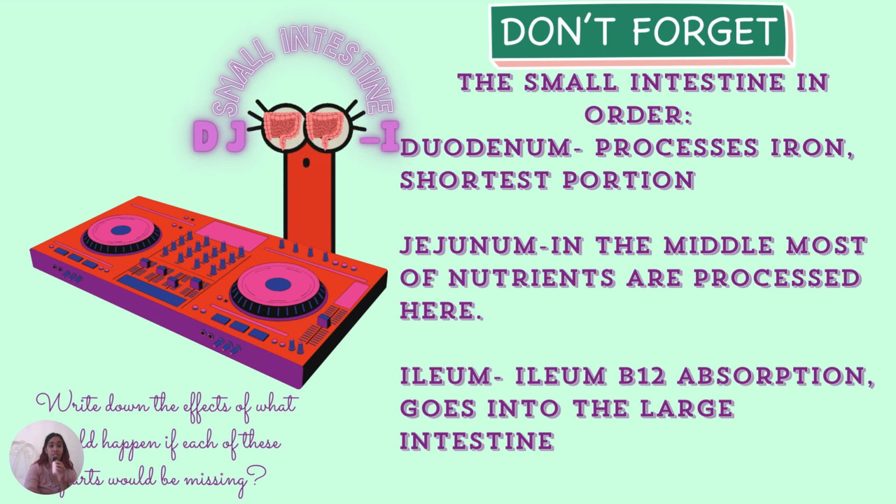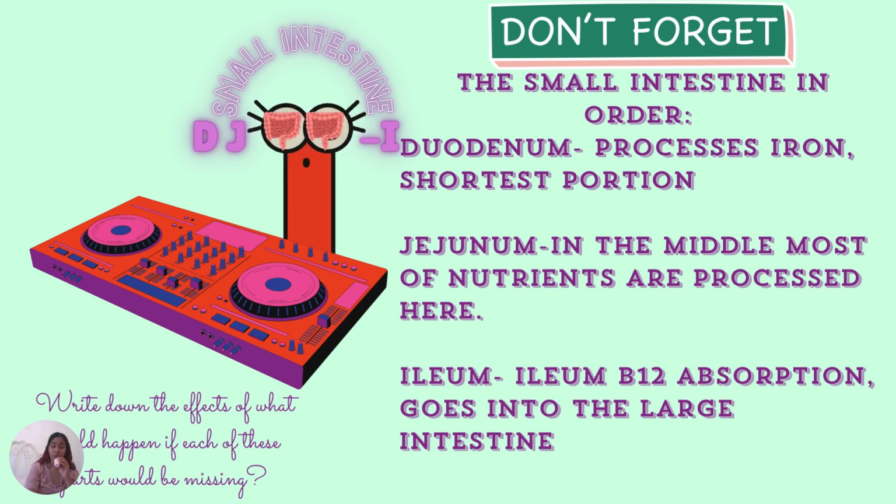Here we have DJI small intestine. So don't forget the small intestine's order. DJI: duodenum, that processes iron and it's the shortest portion. The jejunum is in the middle and most of the nutrients are processed here. And the ileum helps absorb B12 and goes into the large intestine.